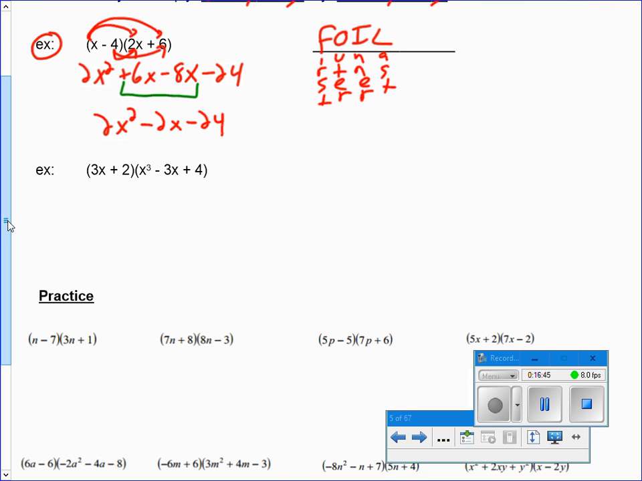Second example is a little bit harder because we have more terms. Right now we're multiplying the two terms by three terms. Alright, we can still follow the same idea, just make sure we multiply everything by everything. So everything on the left by everything on the right. So start with 3x times x to the third. Alright, draw the arrows, make sure you hit everything. 3x times negative 3x. And then 3x times 4.